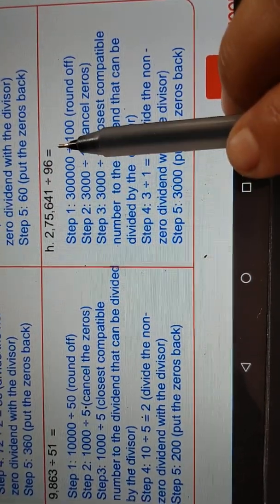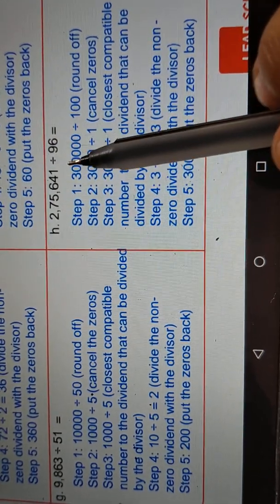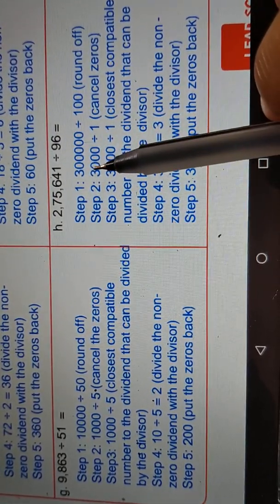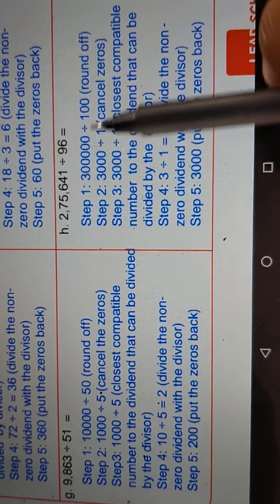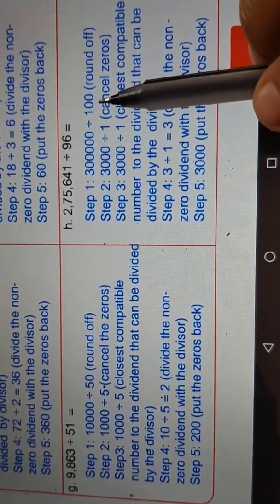Now next question is 2,75,641 divided by 96. So step number 1 is we have to do the round off first. So here we have to write 3 lakhs divided by 100. 3 lakhs divided by 100.